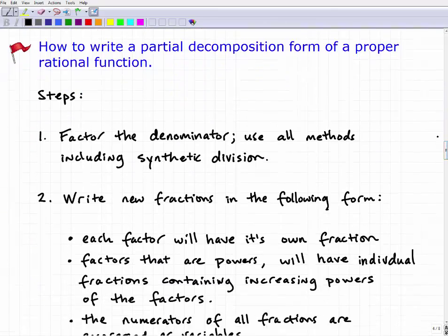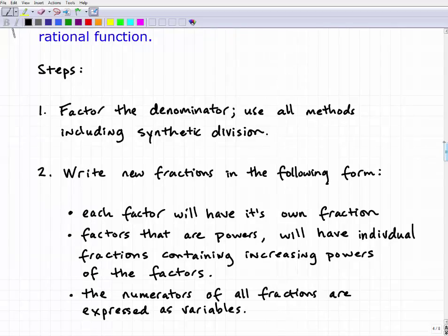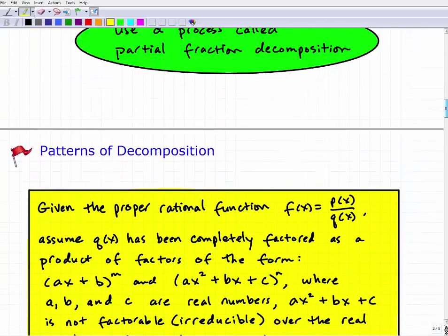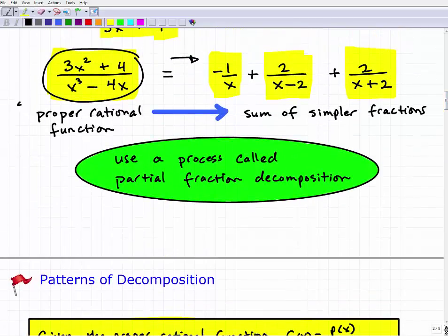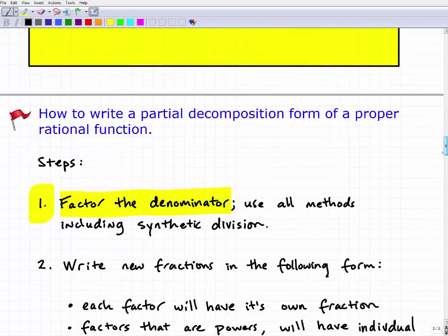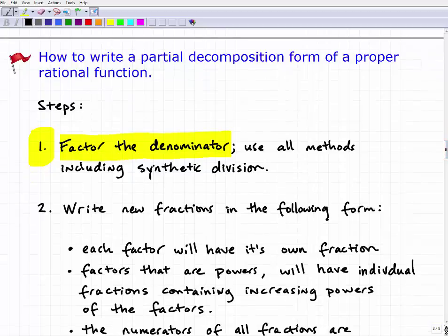So how to write a partial decomposition form of a proper rational function. Here are the steps you're going to be taking. 1, we're going to factor the denominators. This you should just stick into your brain here. We want to focus on factoring the denominator. The denominator of what? The denominator of the proper rational function. Whatever the proper rational function is, that denominator, our main first task is to factor it.